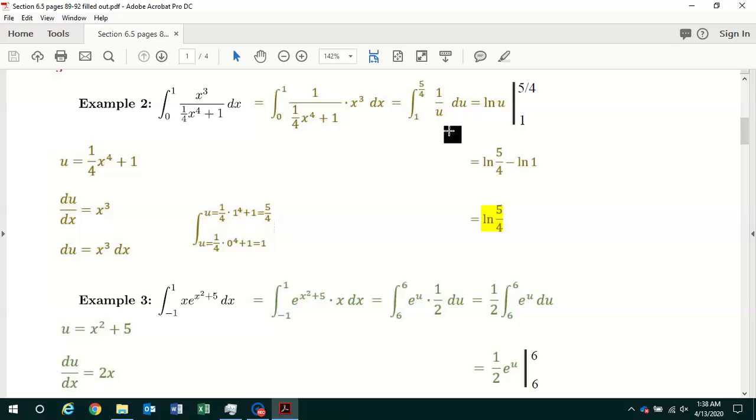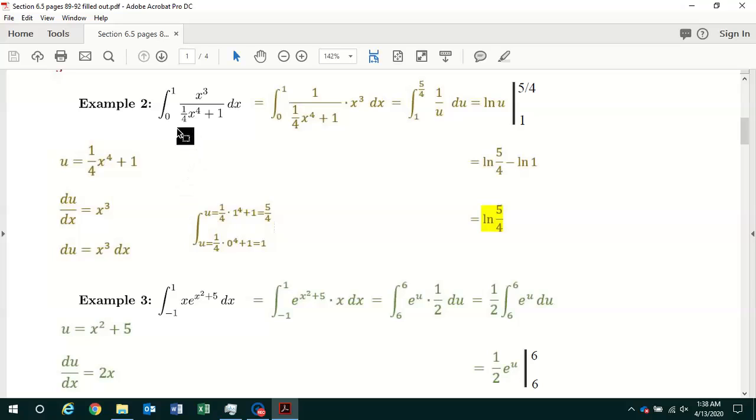So we end up with a definite integral of 1 over u with respect to u. Now, the limits of integration, 0 to 1, apply to the variable x. We have to find the limits of integration for the variable u. So down here, we do that using our equation here for u.